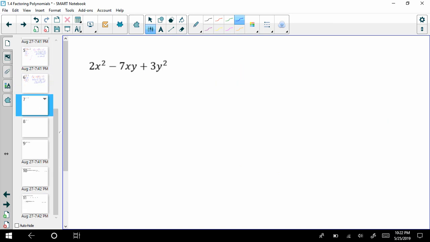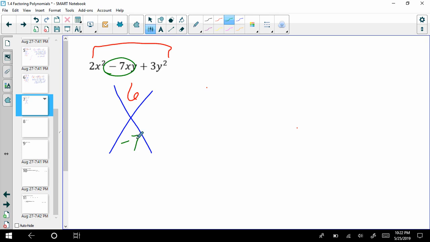Okay, next one. Oh my gosh, now they have x's and y's. Well, guess what? Marfing still works. We'll do it the exact same way. Not going to let it throw us off here. So I want to multiply 2 times 3, 6. I want to add to negative 7. So I need two numbers that multiply to 6 and add to negative 7. Negative 6 times negative 1.